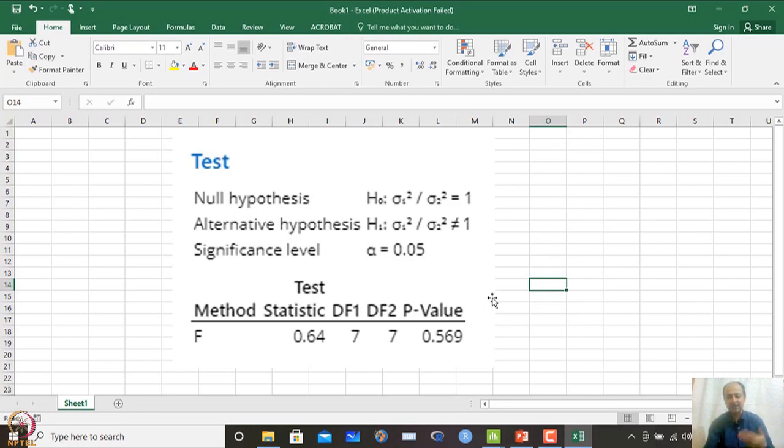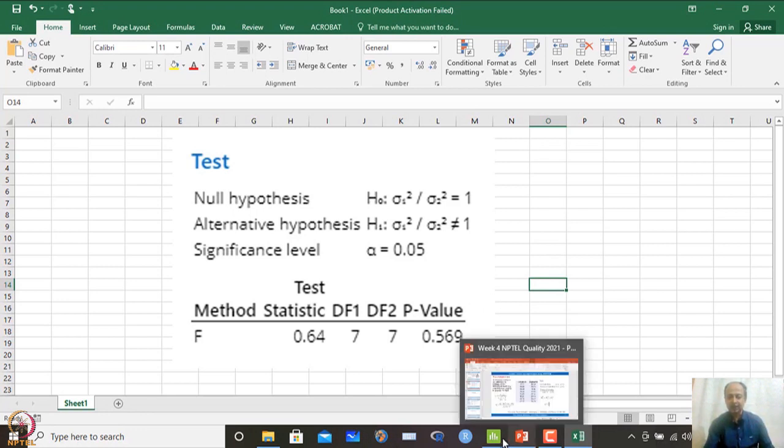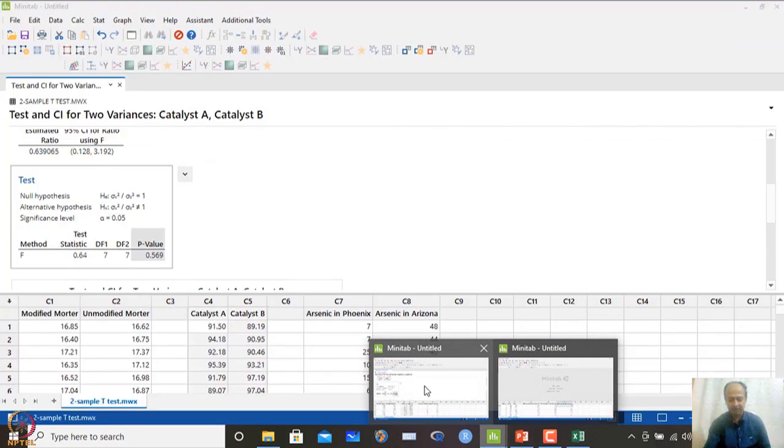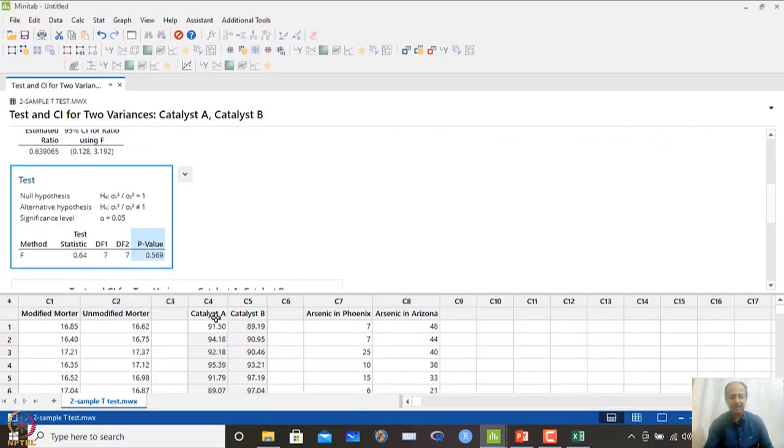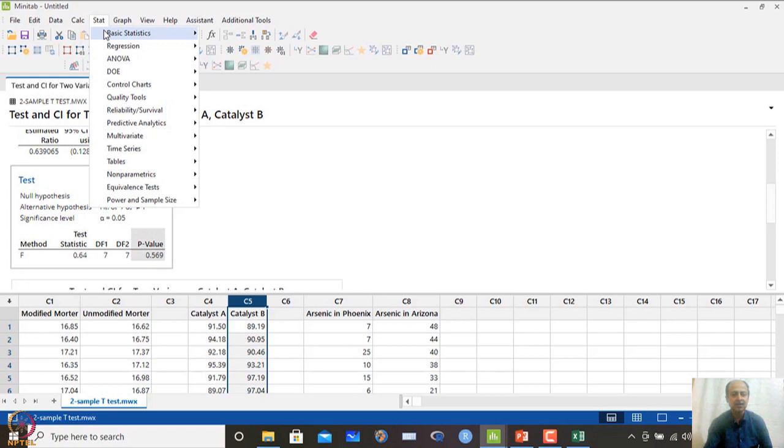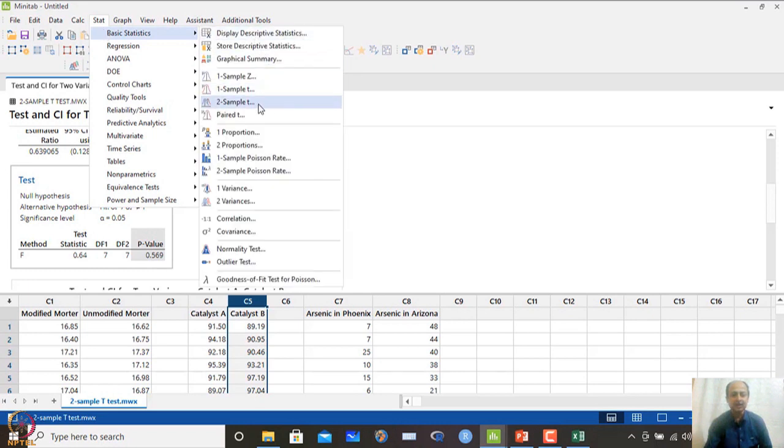When the variance is the same, I will go for that condition while doing the hypothesis testing, the two sample t test. In the catalyst case, we have seen that each follows normal distribution, the data is independent, and the variance of A and variance of B are the same in the population. So then I will go to Stat, Basic Stat, and two sample t test. Now I will apply the two sample t test here.